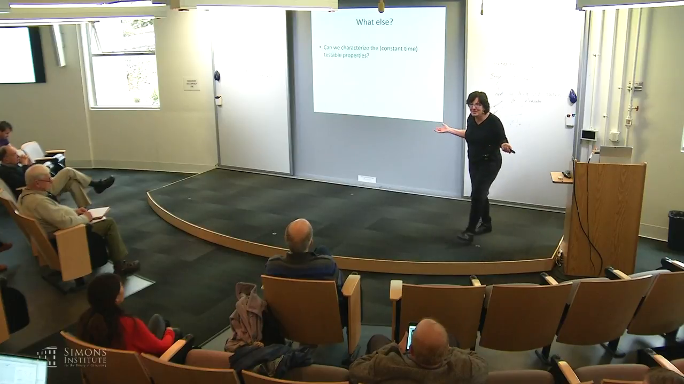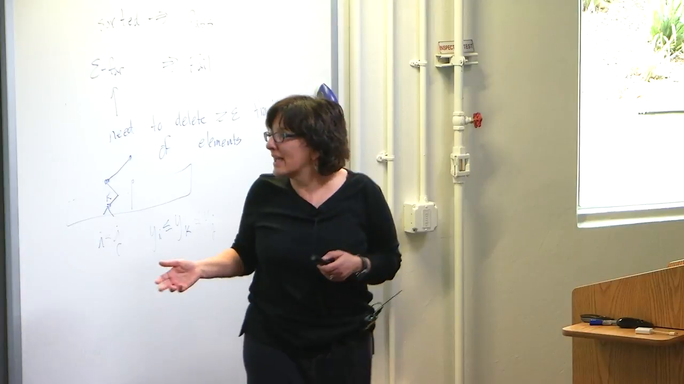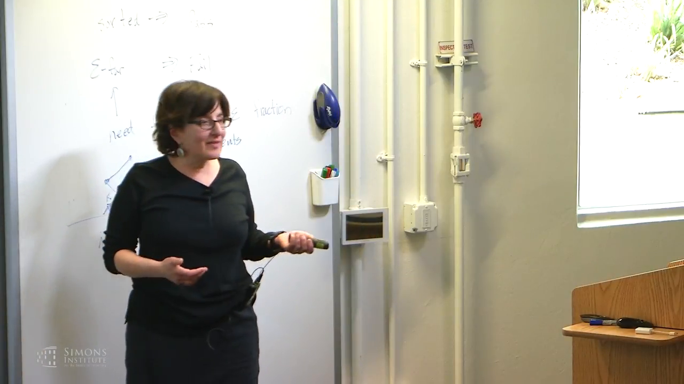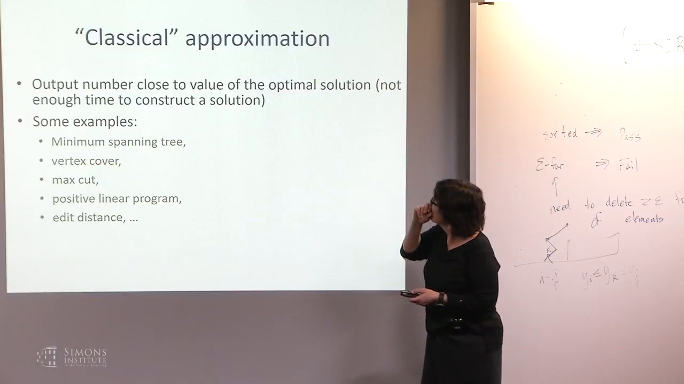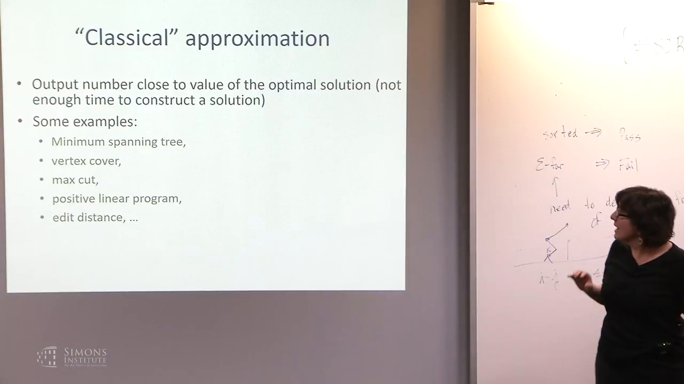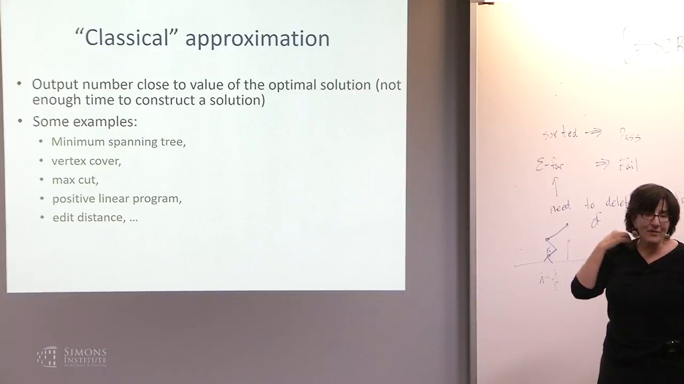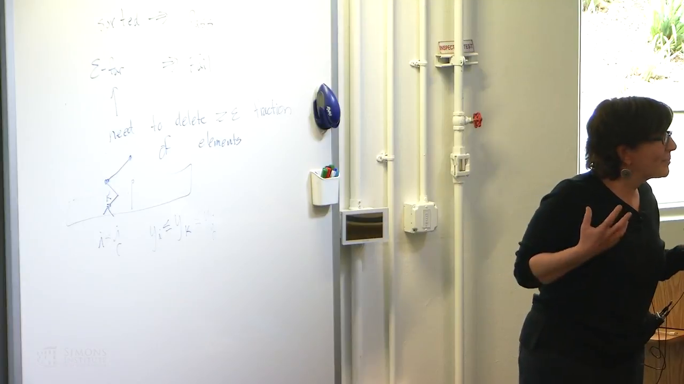Okay, so there are still a lot of questions of things that we don't know how to property test. It's an active area, lots of people working in it, and lots of results, kind of hard to even keep track of. Okay, I want to move to classical approximation and talk about not how to test if your input has a property or not, but to estimate some parameter of it.